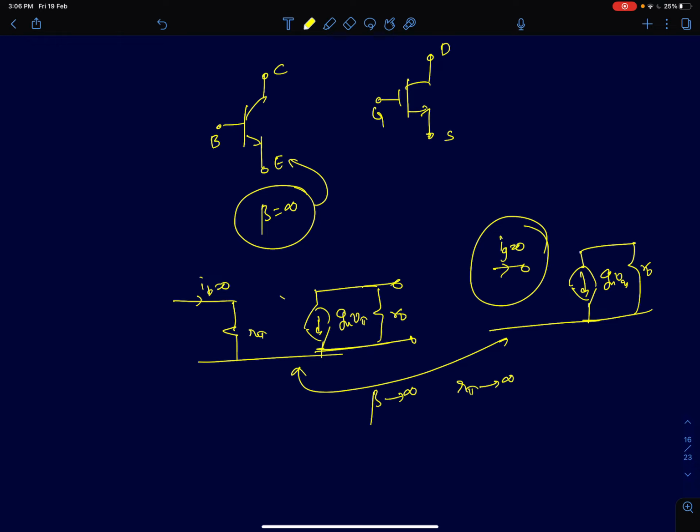So that's the only point I wanted to clear. In the next lecture, I'll solve a few problems on common source amplifiers, and we'll finish common source amplifiers after that.